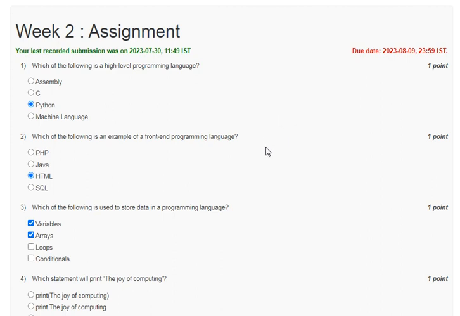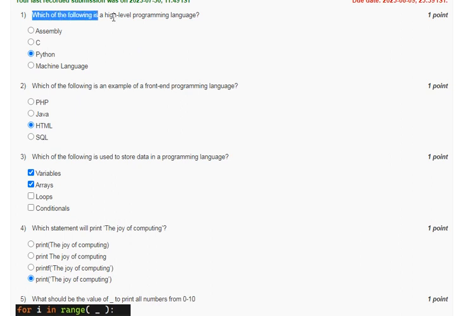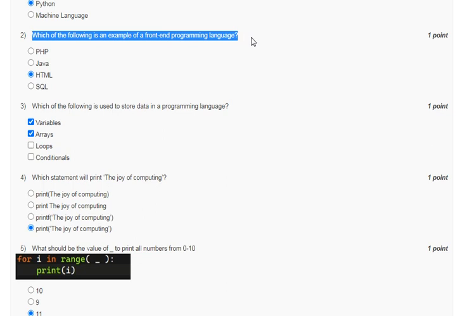So in that, first question is, which of the following is a high level programming language? The answer is C, Python. Second question is, which of the following is an example of a front-end programming language? That is HTML, option C.